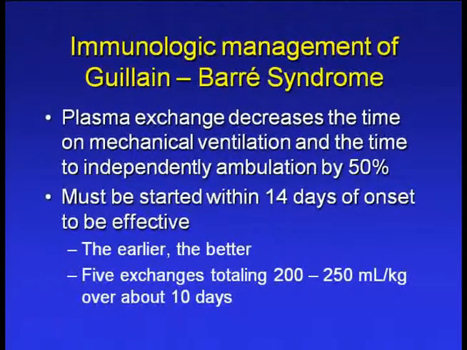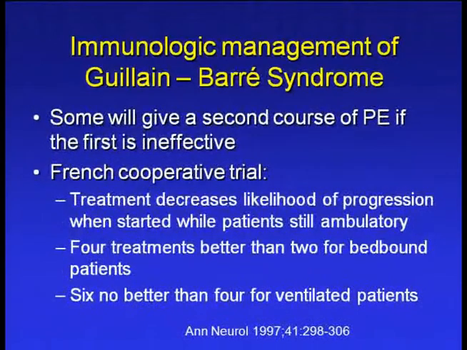Therapy needs to be started within 14 days of disease onset to be effective, and the earlier you treat, the better. If you're doing plasma exchange, typically you'll do 5 exchanges over about a 10-day period. Could you do it faster? Probably, but whether you're going to have the same effect is not clear. There are folks who want to give a second course of plasma exchange if the first is ineffective. That has not been demonstrated to be useful, and if you think about the large group of patients, you'd be starting the second course well after plasma exchange has been demonstrated to have any effect.